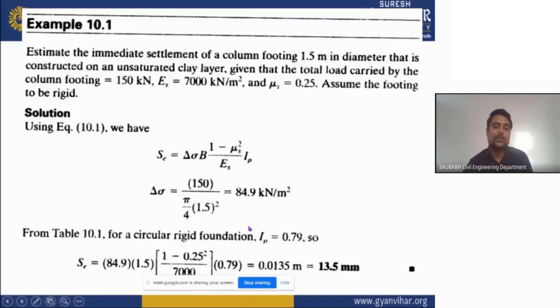So you need to remember only a few things here. You need to remember only the formula. If you know the formula of this equation, you can easily solve this question.